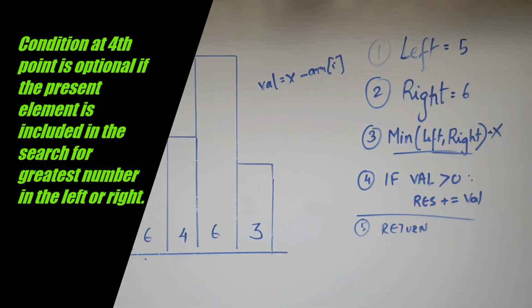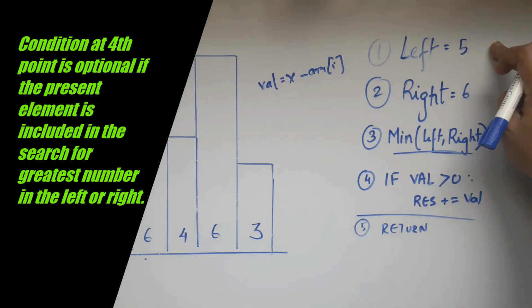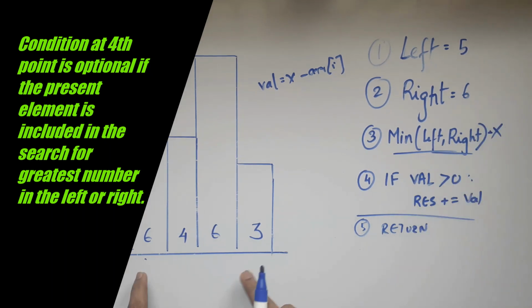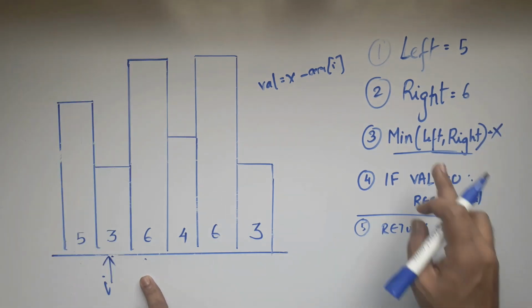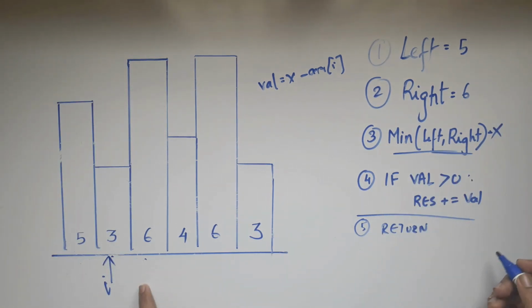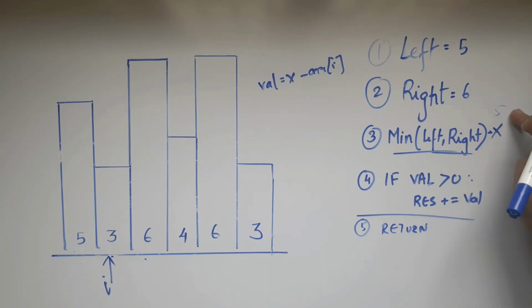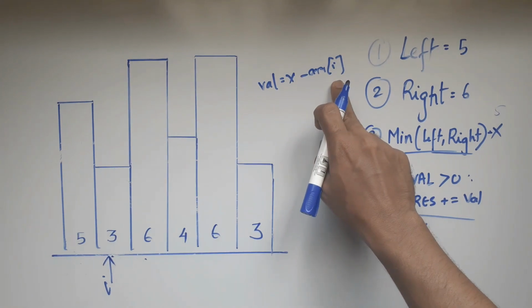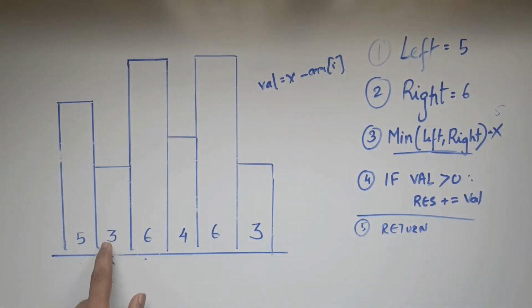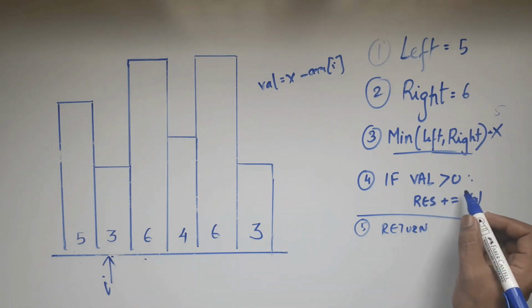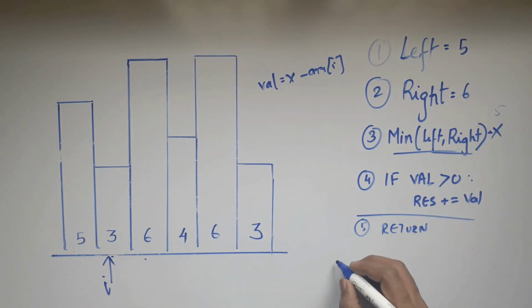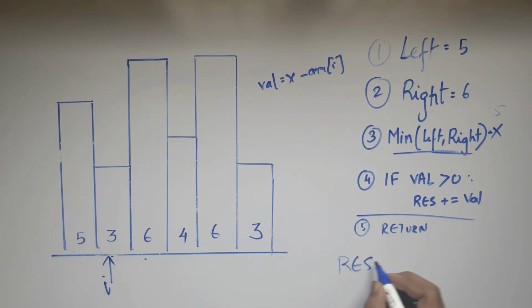So let's solve this problem and see what exact values we get. In the first 2 steps, I have 5 on the left, and out of these 4 elements, 6 is the largest. The minimum of left and right in this case is going to be 5. Now if you take that 5 and subtract the array element pointed to by the iterator i, we have element 3. So 5 minus 3 is 2. Is 2 greater than 0? Yes. So we will update our value of result to 2. Initially we set it to 0, and now it's 2.